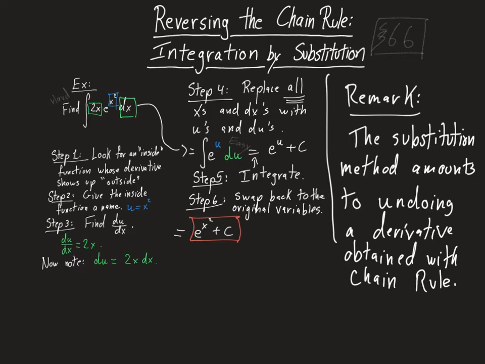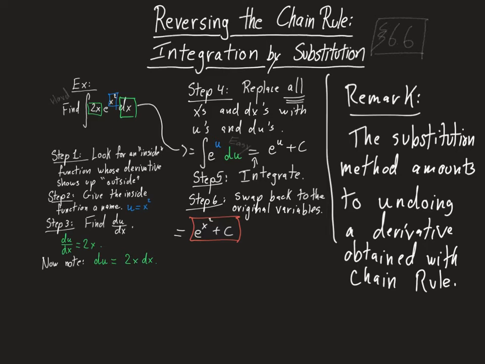So whenever you're basically undoing a derivative that was obtained with chain rule, that's when integration by substitution is going to come into play. But again, that's on the theoretical side. You don't need to be thinking about chain rules and all of that stuff in order to do integration by substitution. You only need to follow these 6 steps that I have written out here on this board. And that should get you where you need to be.